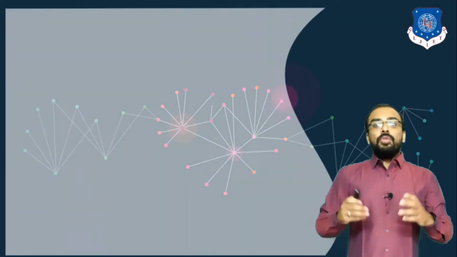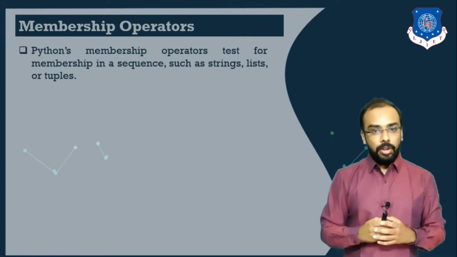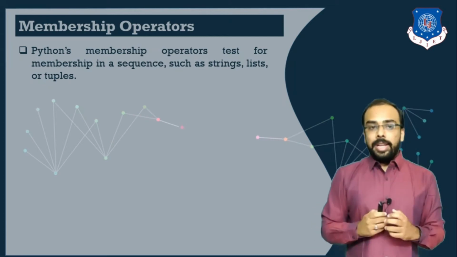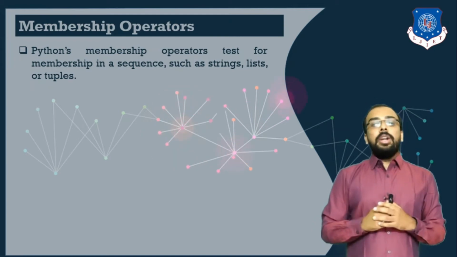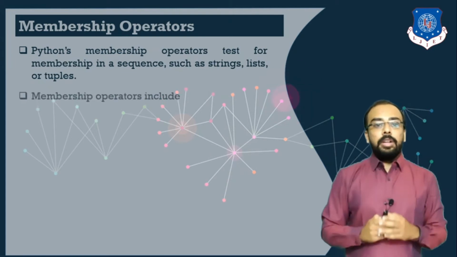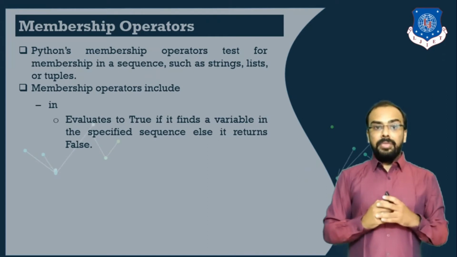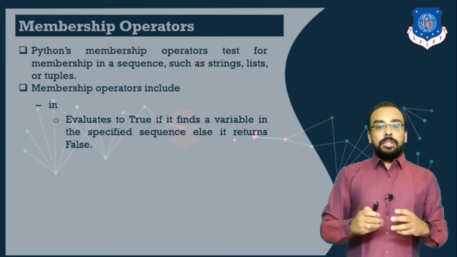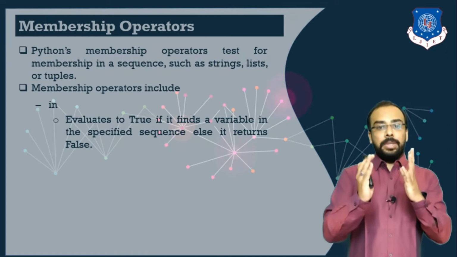So let us first move towards membership operators. What is a membership operator used for? Whenever you want to test whether a particular sequence appears in your string, list, or tuple, at that time you have to use membership operators. What does a membership operator include? The first operator it provides is the in operator. What is the significance of the in operator? It will evaluate to true if the variable is found in a specified sequence.